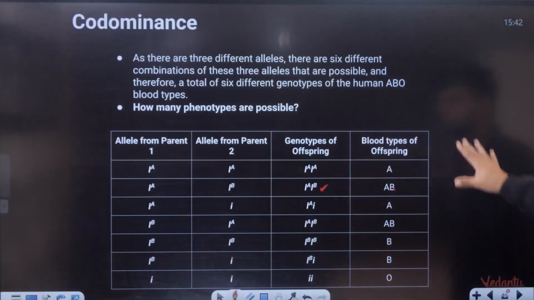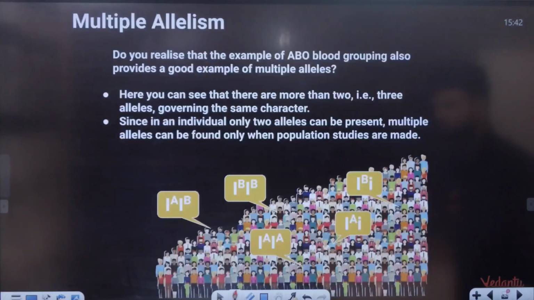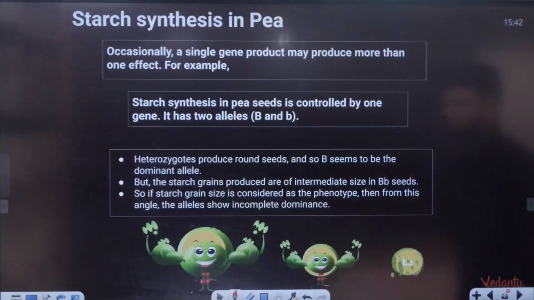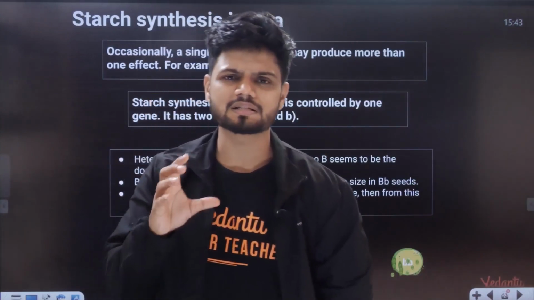This is the table for codominance in human blood grouping. That is your multiple allelism. Now students, there is one more small concept given in NCERT called starch synthesis.